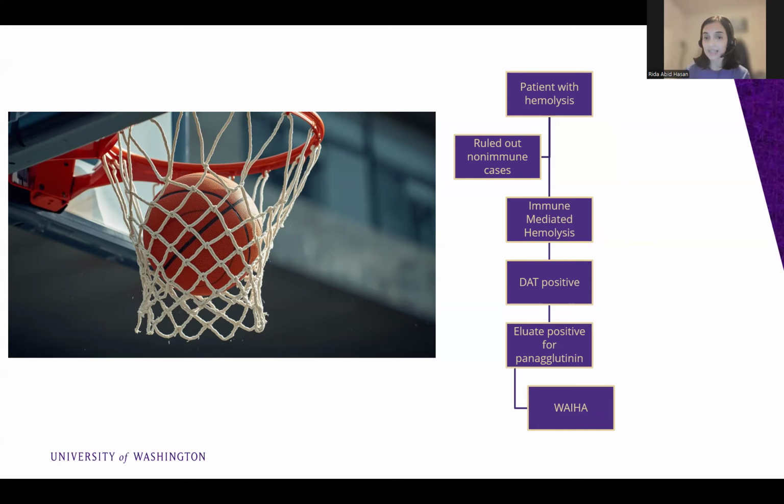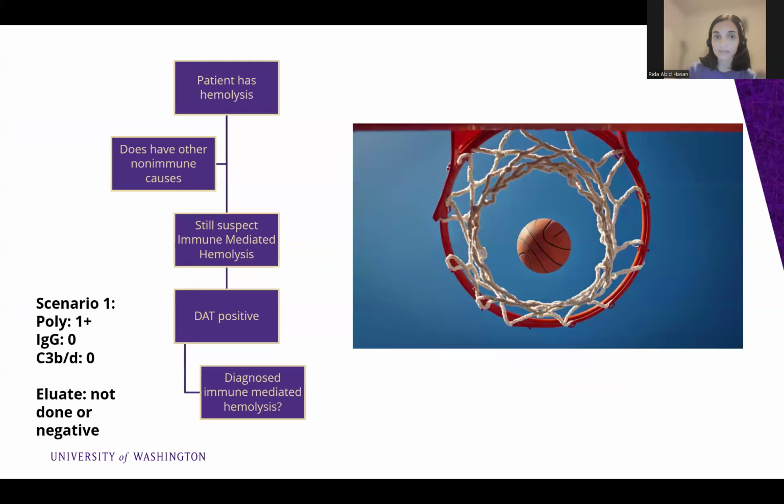I'll order a DAT. The DAT will be positive. And then my eluate will be positive for panagglutinin. This will tell me, okay, my patient absolutely has warm autoimmune hemolytic anemia. This is the treatment. I need to start steroids. However, it's not always that easy.